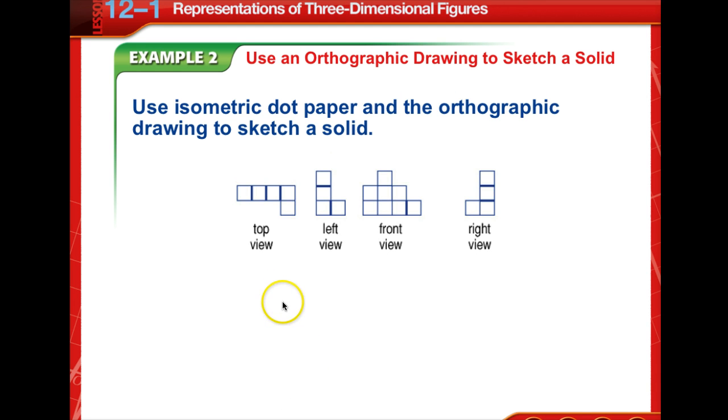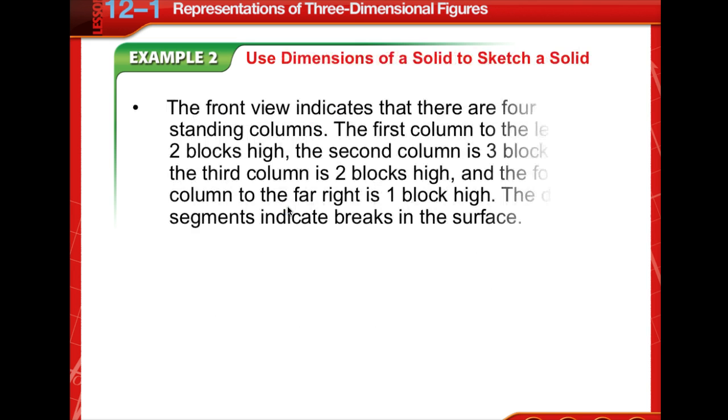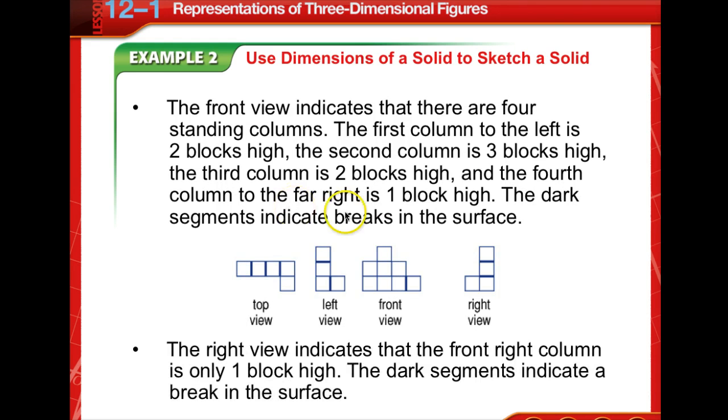Now we're going to use isometric dot paper and the orthographic drawing, which we have here, to sketch a solid. Notice that the dark segments indicate breaks in the surface. Looking at the top view, it indicates one row, and each is a different height, and one column in the front that's the same height as this one. The front view indicates that there are 4 columns, 1, 2, 3, 4 standing columns. The first column to the left is 2 blocks high.